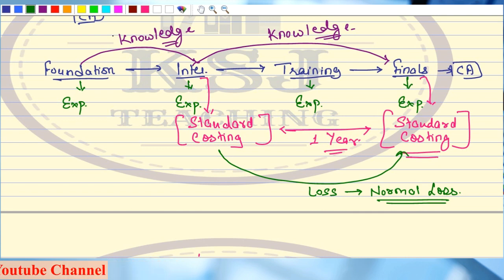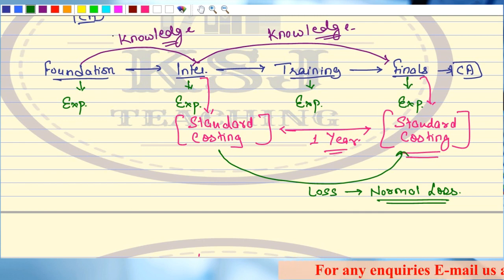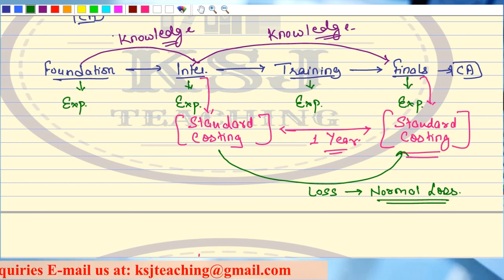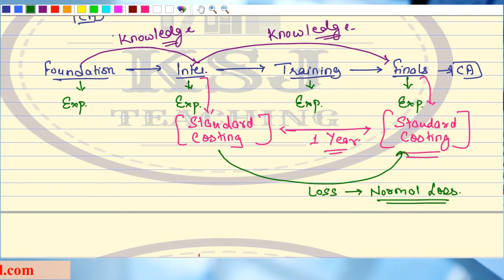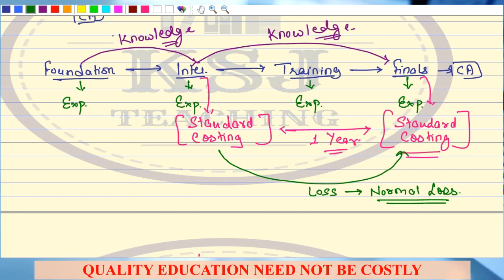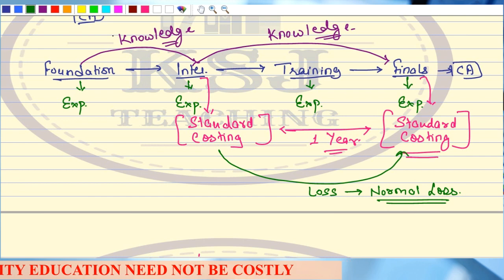See, any teacher who is teaching CA Finals will never say that you have studied standard costing at the inter level and now I'm not going to teach you standard costing. He will always teach you from the very basics. Why? Because he is assuming that it is a normal loss. You must have forgotten something about standard costing because you are studying after a gap of a year, right? So that teacher will always teach you from the very beginning, the very basics.